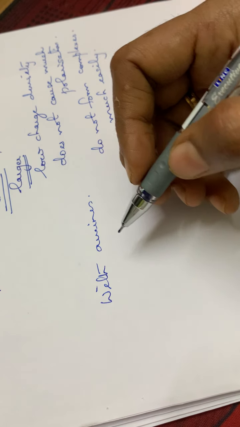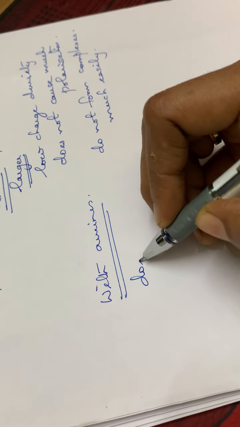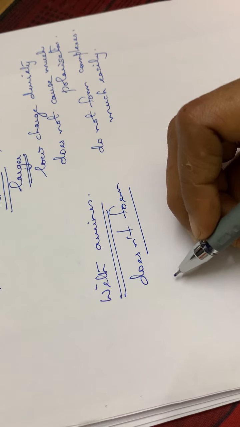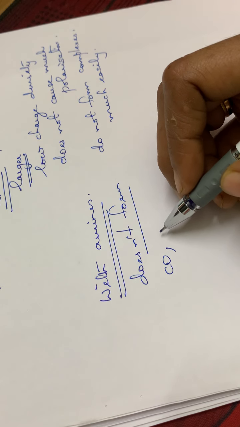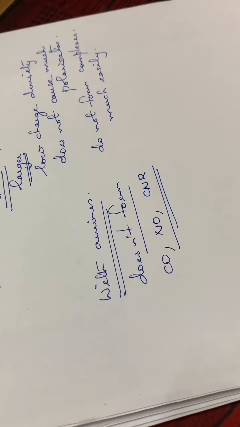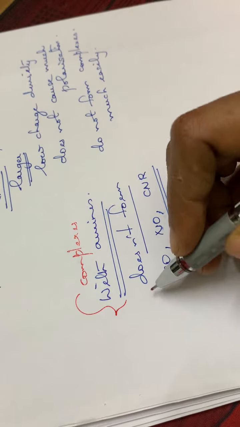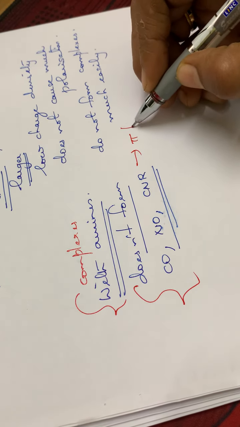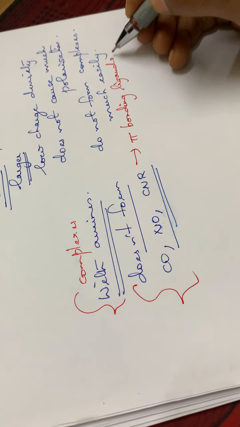Then it does not form complexes with carbon monoxide, that is, the pi bonding ligands. With pi bonding ligands such as CO, NO, CNR, etc., it will not form complexes. So it forms complexes with amines, but does not form complexes with these pi bonding ligands, okay.